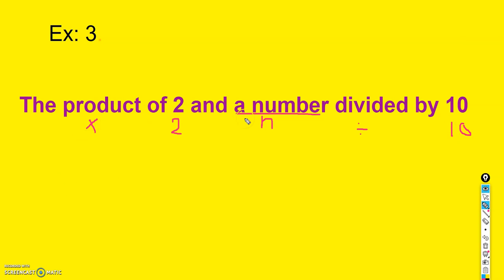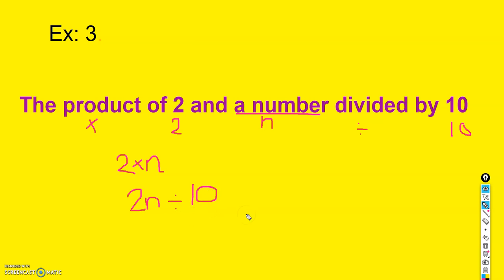Product of 2 and a number. I can say 2 times that number because that would be the product. But since I'm so good at algebra, I'm going to just write it as a number and a variable. So a coefficient and a variable, just like that. This means the same as this. So 2n, the product of 2 and a number, divided by 10.